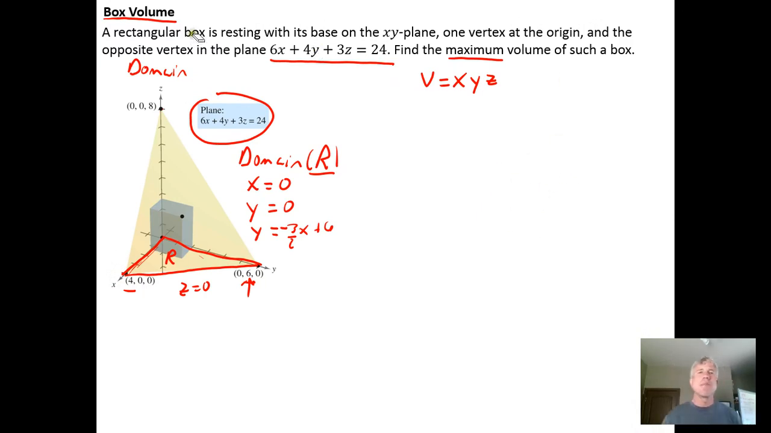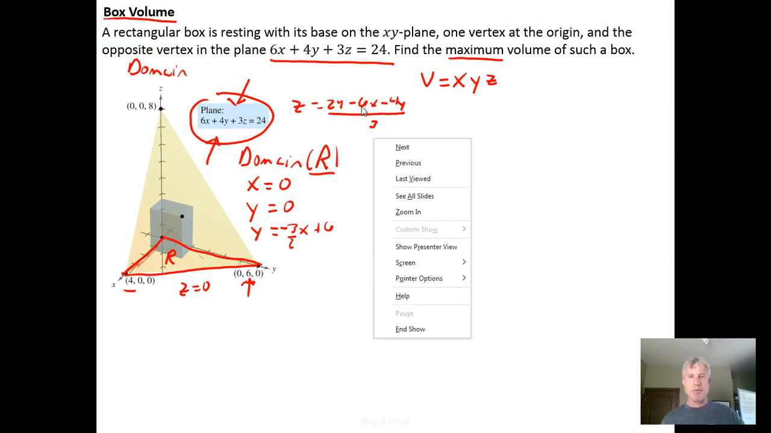So the idea is we want to find the box with maximum volume. So I know how to find the volume of a box. And then what I want to do is utilize the constraint function. So we want to solve the constraint function for z. So if we do that, we'll get z equals 24 minus 6x minus 4y. And then we would have to divide by 3 to isolate the z, and then we'll put 3 into each of these coefficients.